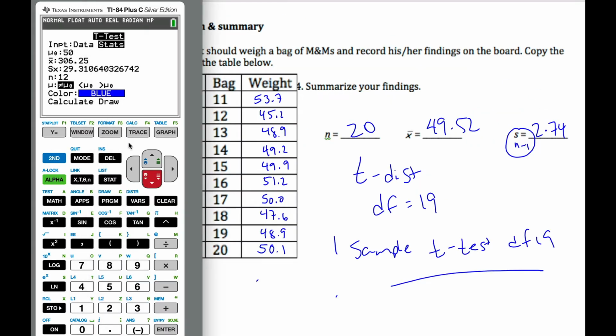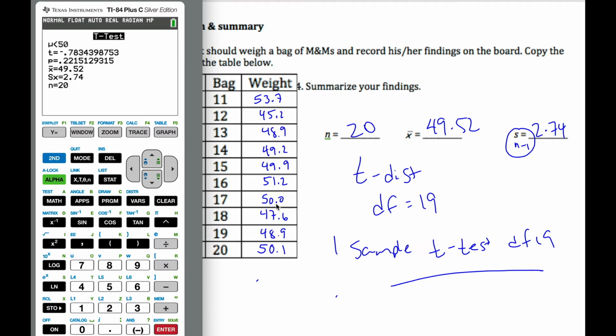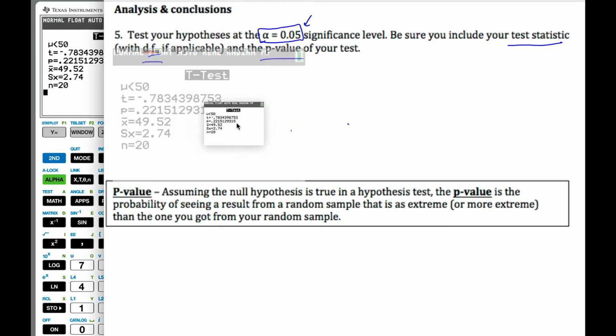And now I know my x bar for this sample is 49.52. My standard deviation, the unbiased estimate for the population, is 2.74. N is 20. And so it magically calculates degrees of freedom of 19 and uses that particular t-distribution. And because I'm looking to find whether it's less than the null hypothesis, I'm going to calculate it here. And so now I get all these values here.